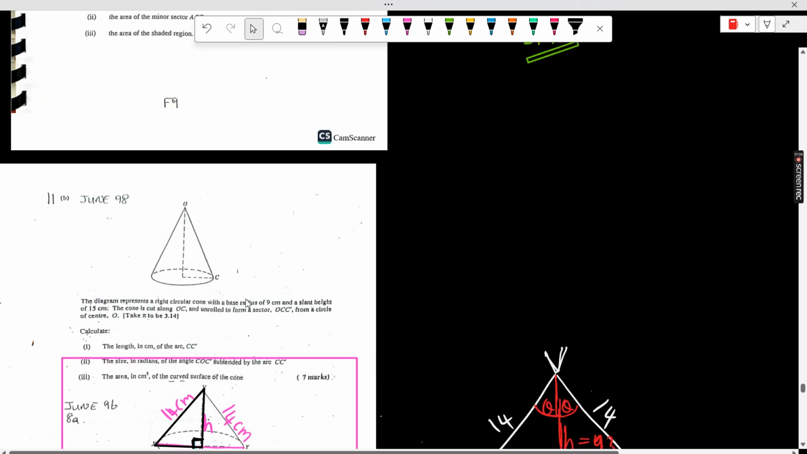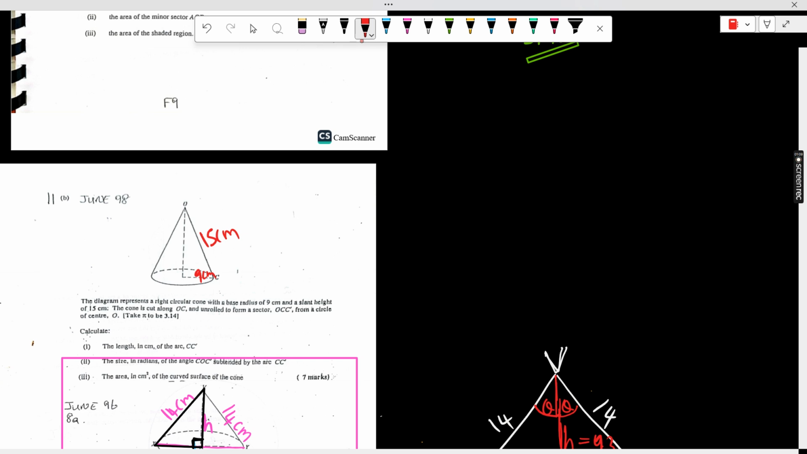So this one says the diagram represents a right circular cone with a base radius of 9 centimeters. So let's put some information on the question. We can see the little triangle inscribed in the cone. So this, of course, would be the radius right here, 9 centimeters, right? It says, and a slant height of 15 centimeters. This right here would be 15 centimeters, right? The cone is cut along OC and unrolled to form a sector OCC prime, from a circle of center O. Take pi to be 3.14. Calculate the length in centimeters of the arc CC prime.